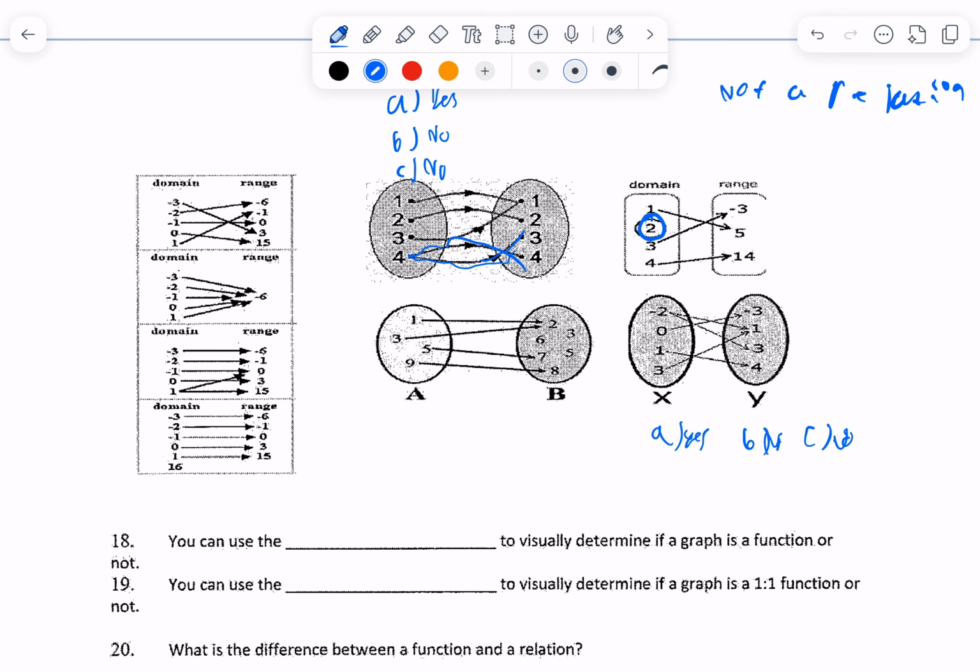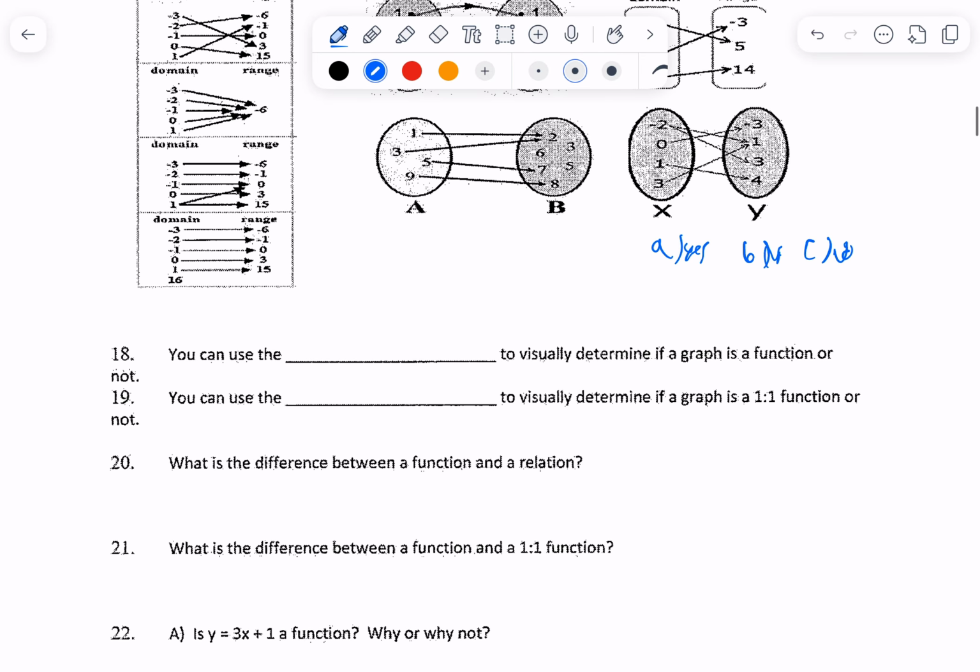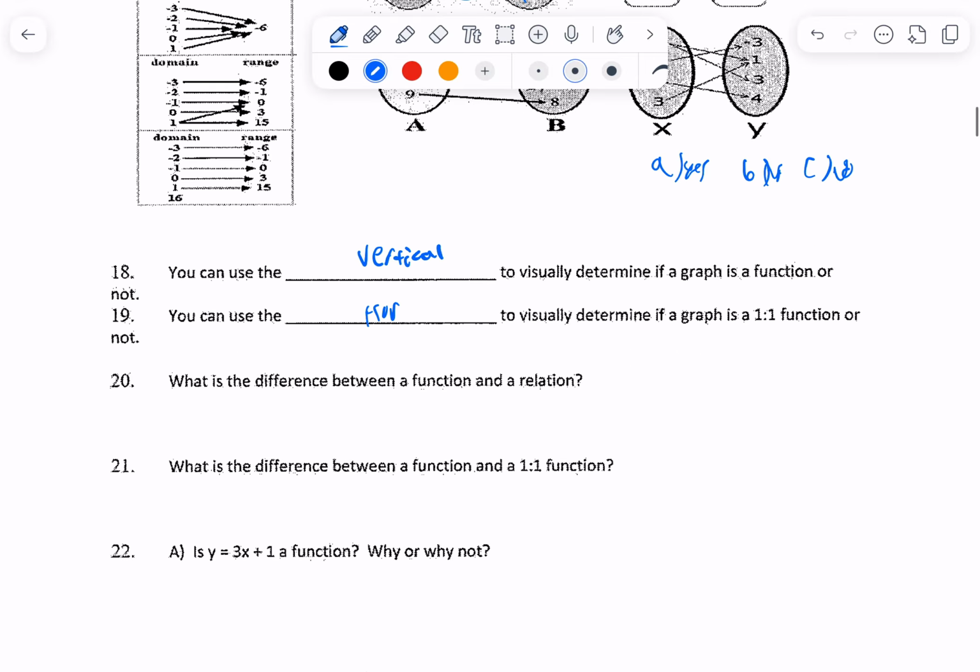Okay, great. 18, 19. You can use the blank to visually determine this is what we went over. You can use the vertical line test, or you can use the horizontal line test to see if it's a one-to-one function.